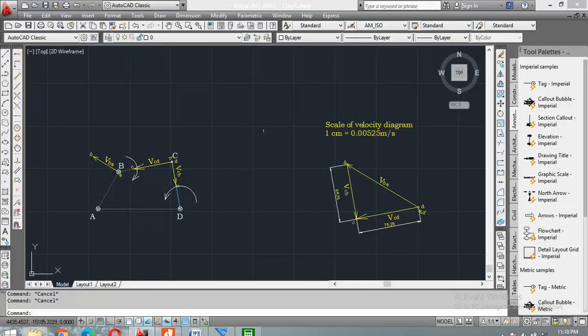So this is related to the first example of velocity analysis. From here I assume that you are now capable of drawing the velocity diagram for the complete mechanism, and you are capable of physically interpreting and correlating this velocity diagram with the magnitude of velocity of different points and angular velocity of different links. So this much discussion is enough for today.